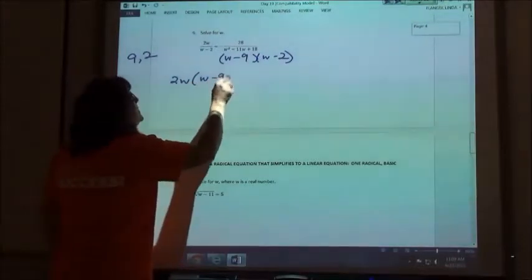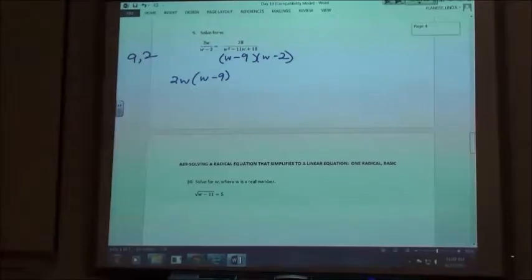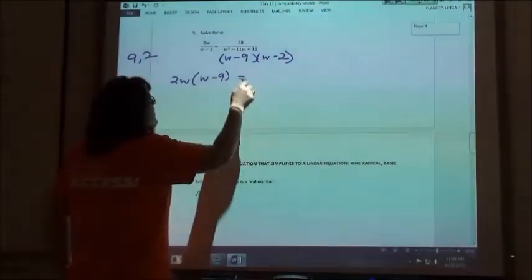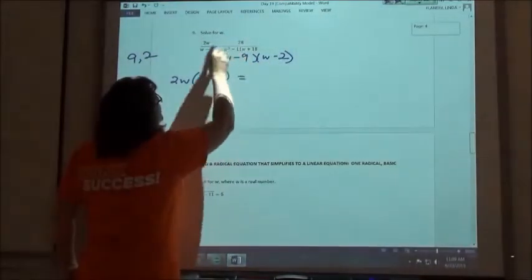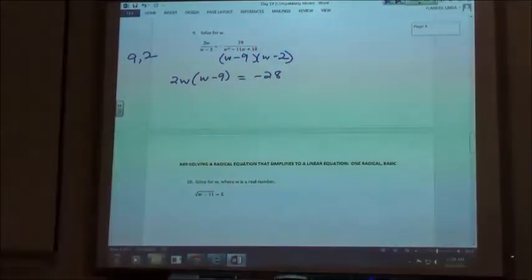The W minus 9, because the W minus 2 is going to cancel, right? So times the opposite one. On the other side, both of those are going to cancel. I'm going to get the minus 28. Be careful you don't forget that negative in front, because it's easy to do.